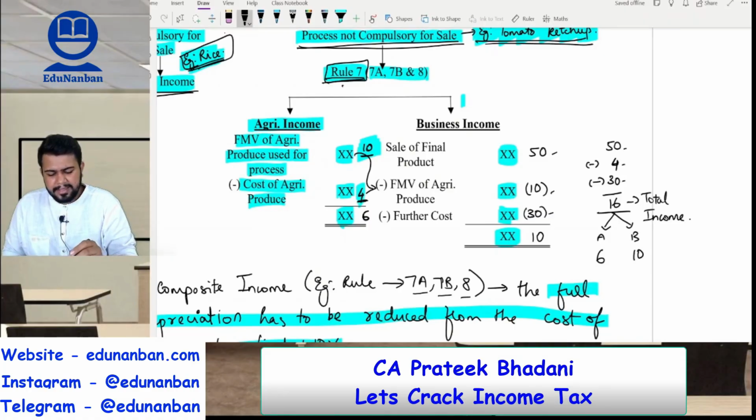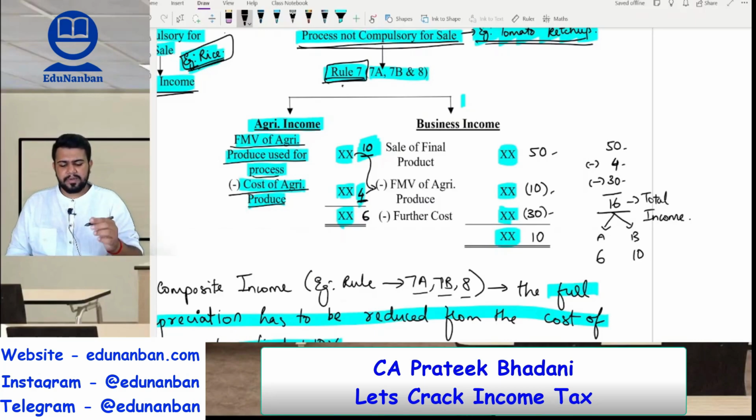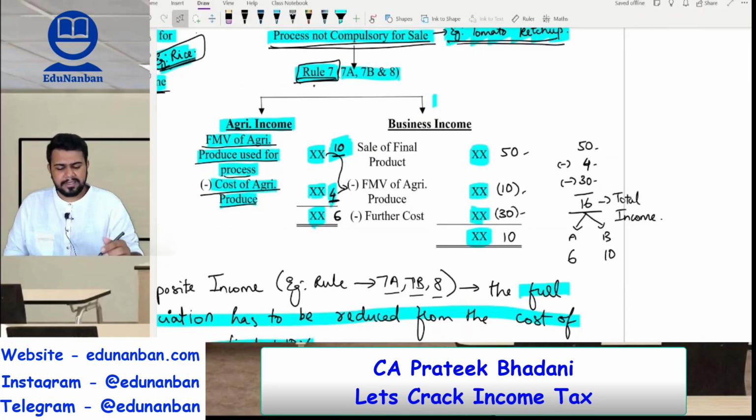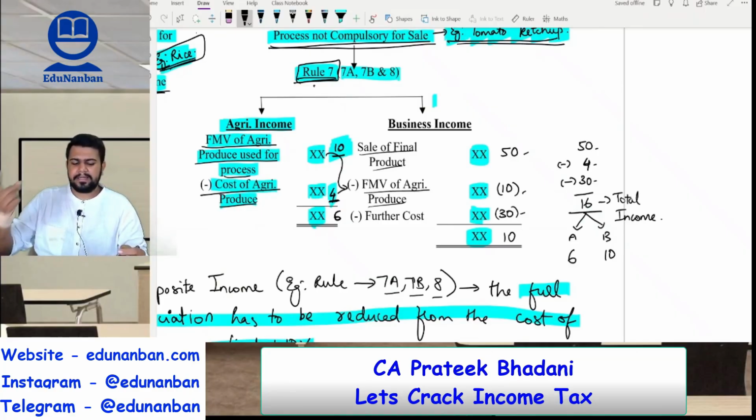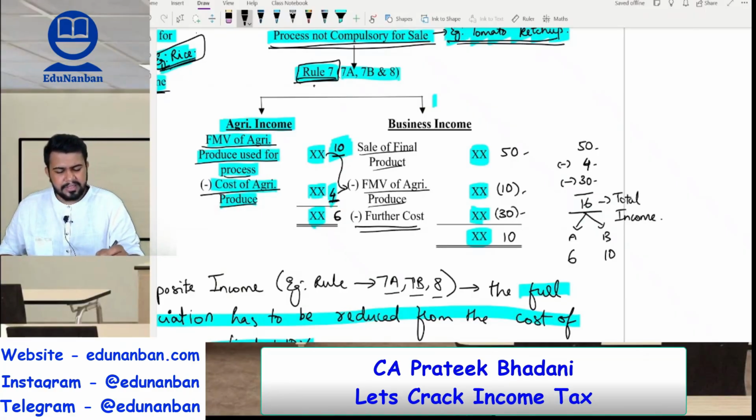Rule number 7. In rule number 7, how to find agricultural income? Agricultural income is the fair market value of the agricultural produce minus the cost of agricultural produce. You will get the agricultural income. Then how to find the business income? Business income is equal to the sale of the final product minus the fair market value of the agricultural produce that we had taken earlier, minus any further cost that is done for agriculture.